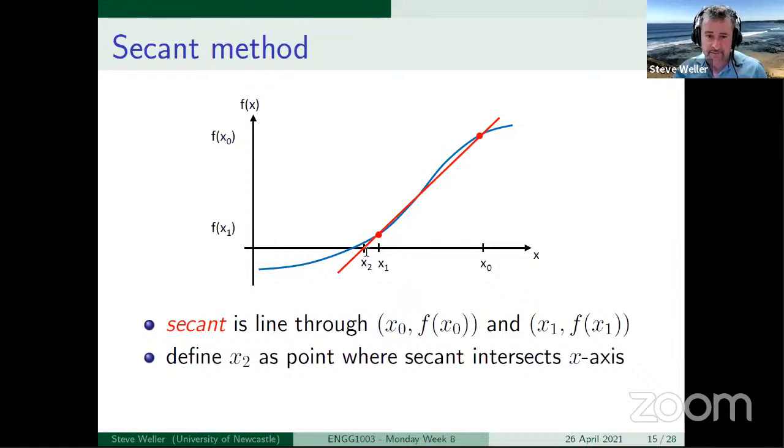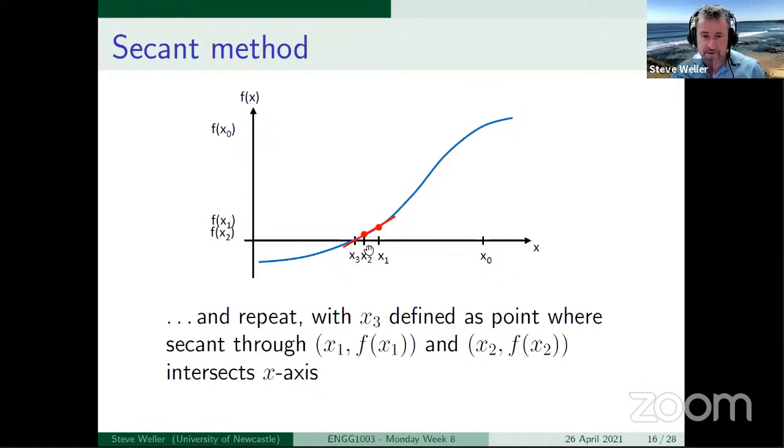At that point, we've got x1 and x2. We've also got x0, but we throw x0 away. And we've got 2 new points, x1 and x2. We draw a straight line through those 2 points. A new secant. It's this little red line. It really extends forever. We don't need to extend it forever on the figure because the only point we're interested in is the point at which the red line intersects the x-axis, and we call that x3.